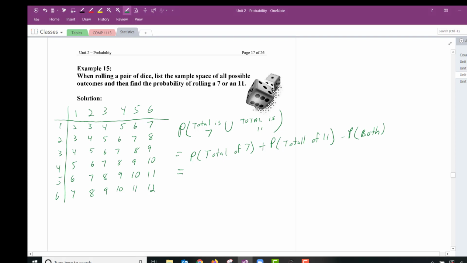To get our total of 7, we can just look through our list here. How many different ways are there to get 7s? And the answer is 6. And there's a grid there of 36 possible outcomes. Our other option is to get an 11. There are 2 ways to get that. So 2 out of 36. So our final answer there is then 8 out of 36 different ways of rolling 7 or 11.